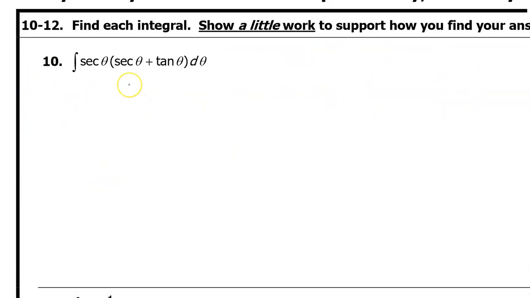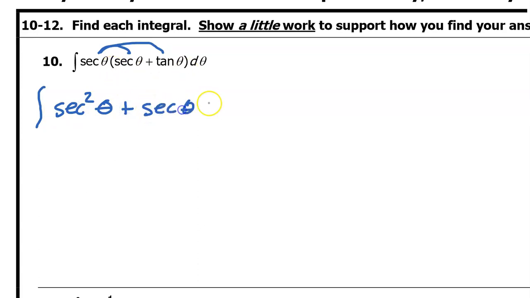Ooh, trig functions. Well, let's not get too scared. Let's distribute this secant and see what happens. So secant times secant will be secant squared. And then I will just write secant theta tangent theta.